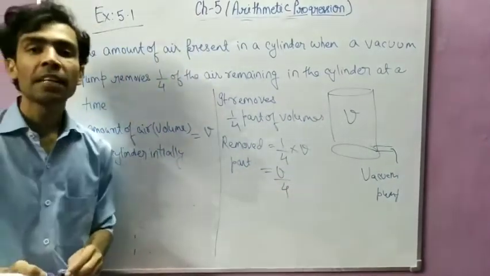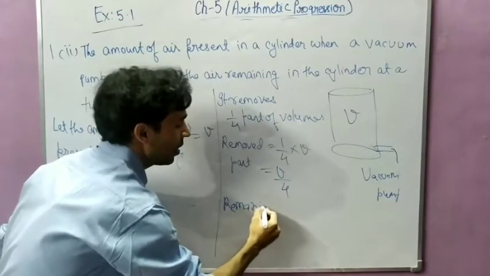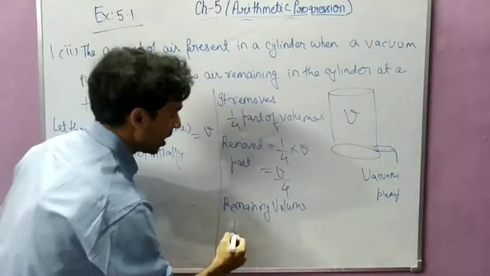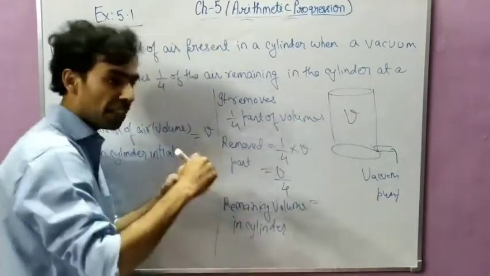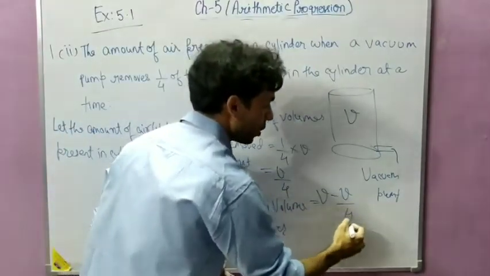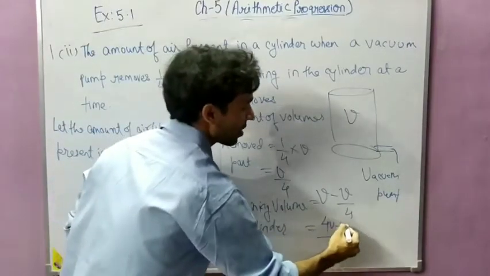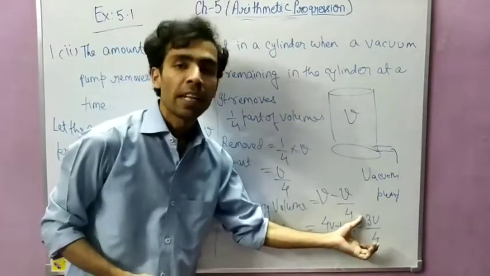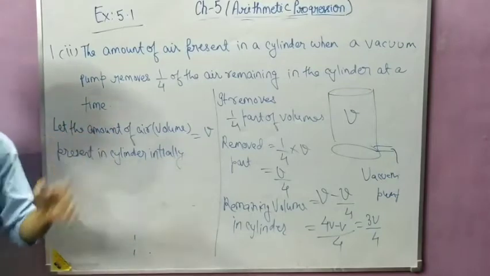So what will be the remaining volume in the cylinder? The initial was V and that much is removed, so V minus V/4. When you take the LCM, which is 4, it becomes 4V minus V, that is 3V/4. So that much part will be left. First note down this thing.